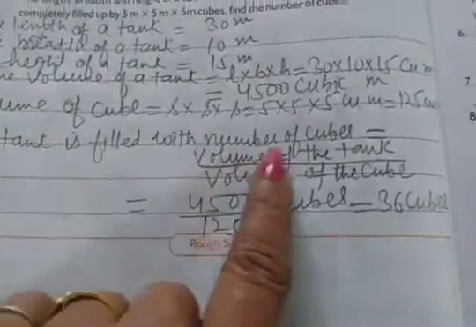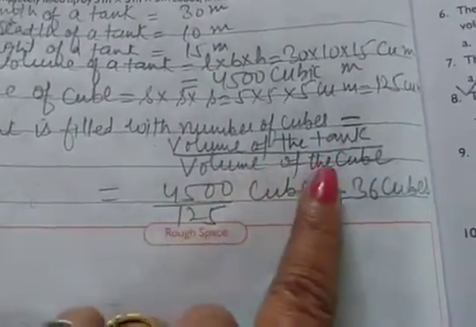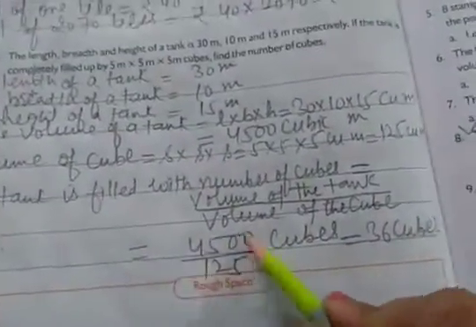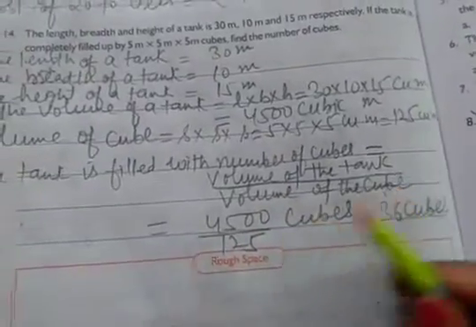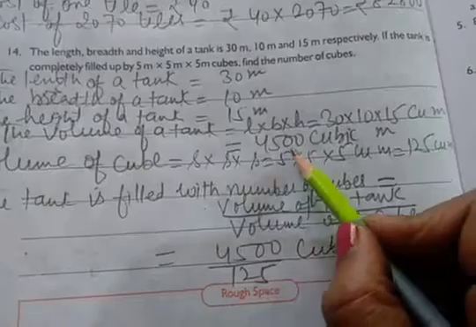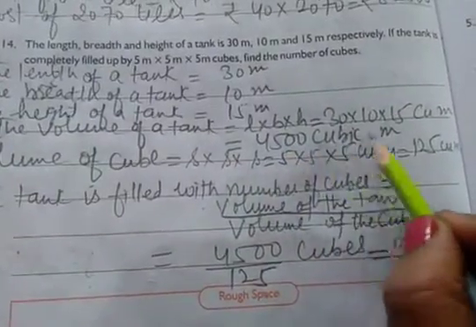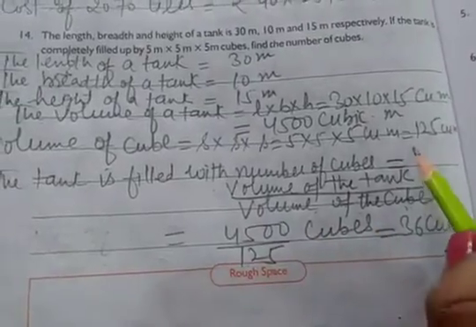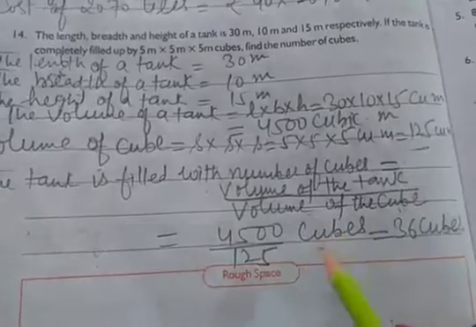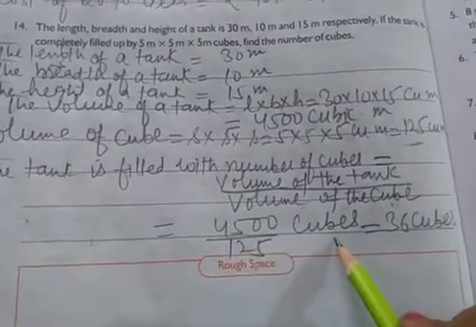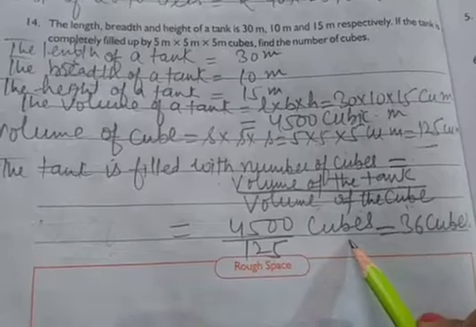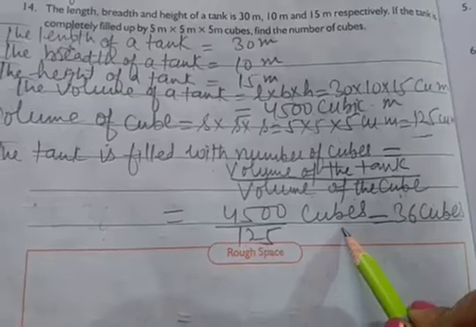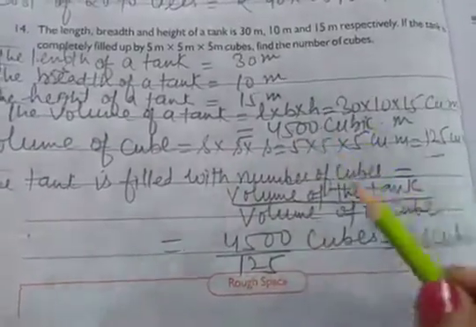The number of cubes that fill the tank is equal to the volume of the tank divided by the volume of the cube. The volume of the tank we have calculated is 4500 cubic meter. So 4500 divided by the volume of the cube, which is 125 cubic meter. Divide by 125 and you will get the number of cubes that completely fill a tank whose volume is 4500 cubic meter.